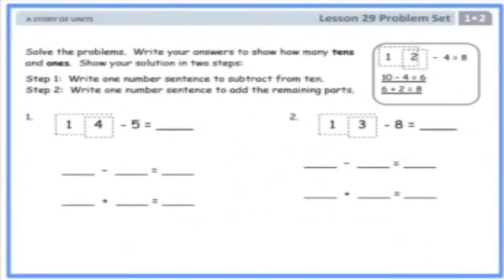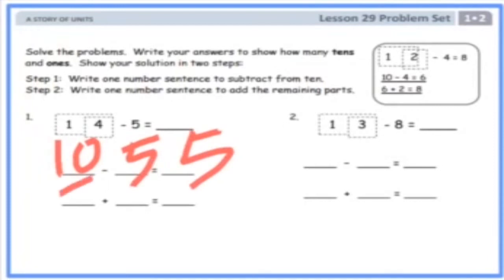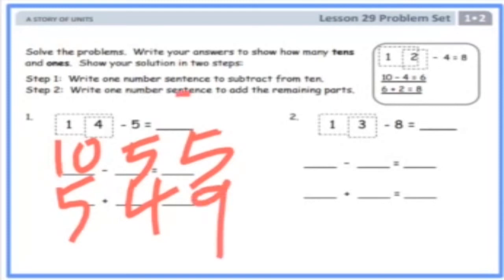It says solve the problems. Write your answers to show how many tens and ones. Show your solution in 2 steps. How many steps? 2 steps. So like what we did before, I have 14 minus 5. I'll take out my 10 from the 14, minus the 5 equals 5. The 5 plus the ones left, which is 4, gives me what? 9. So that means my answer here becomes 9.